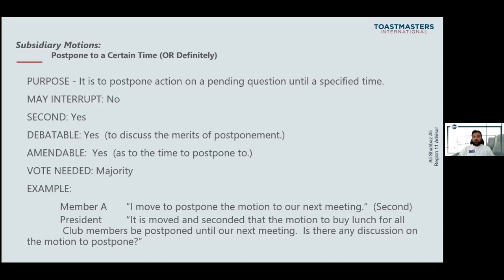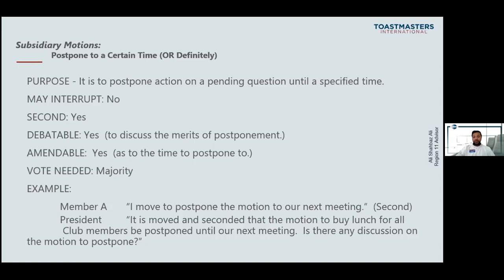Now, in the second series, the first motion from the subsidiary was to postpone indefinitely. But here we are saying we'll postpone it definitely to a certain time. So the same rules apply here. The speaker cannot be interrupted. It has to be seconded, debatable, amendable, and a majority has to vote. I move to postpone the motion to our next meeting.